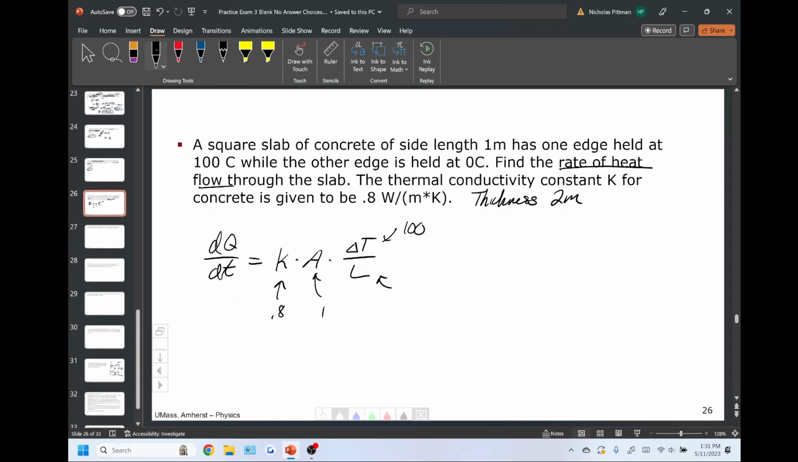Okay, so L, remember, is the thickness, so 2. So if I plug all these in, 0.8 times 1 times 50, which gives me 40 joules per second.